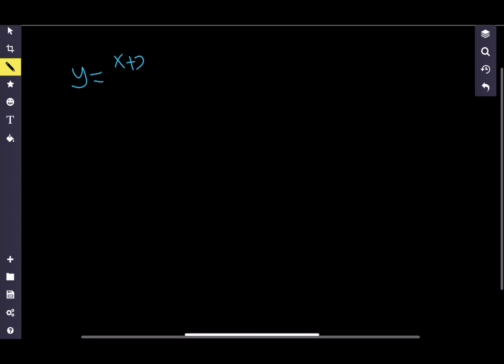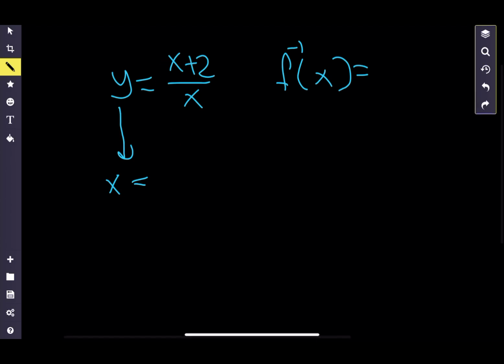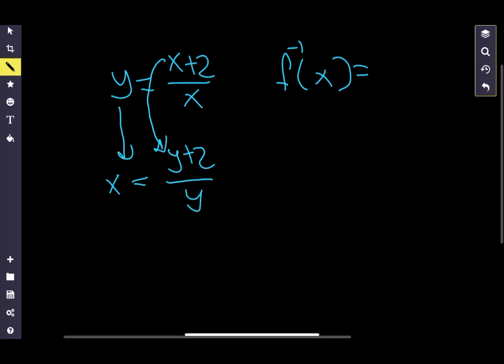Now let's move on to a trickier sort of problem. Let's say that I have y equals x plus 2 divided by x. What is the inverse of this function? Well, once again, I'm going to do the same strategy. Everywhere I see a y, turn it into an x, and everywhere I see an x, I'm going to turn it into a y. So this is going to be x equals y plus 2 divided by y. I changed this x into a y, and I changed this x into a y.